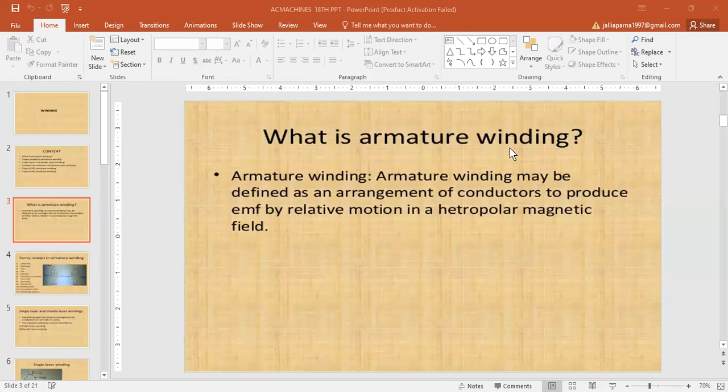Alternatively, the front pitch may be defined as the distance between the second conductor of one coil and the first conductor of the next coil, which are connected together at the front, that is the commutator end of the armature. Both the front and back pitches are used for lap and wave windings. Resultant pitch, YR, is the distance between the beginning of one coil and the beginning of the next coil to which it is connected.